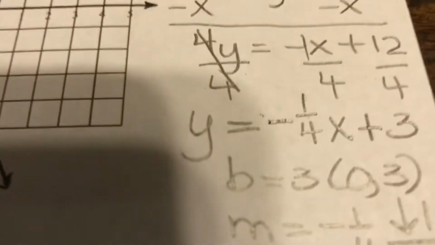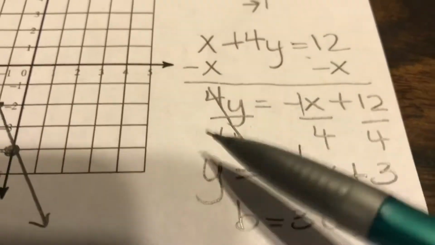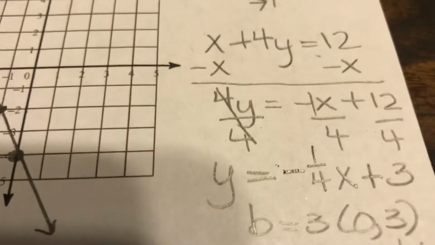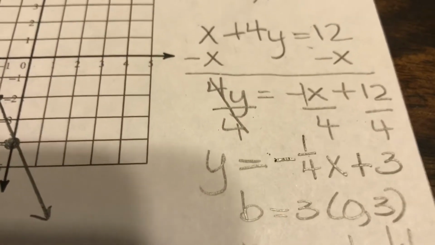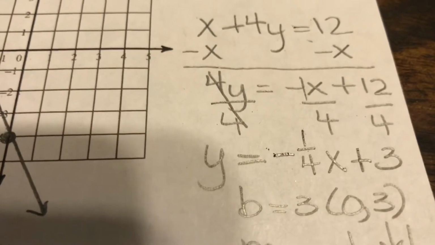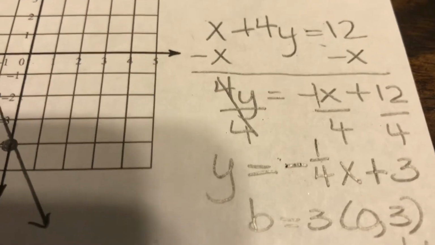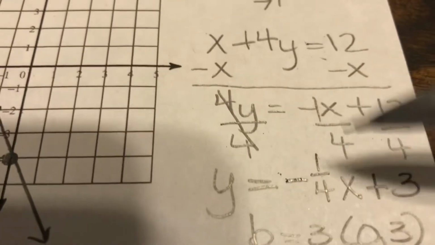Okay. So we moved that x by subtracting x. We put a 1 in front of it because we know when we don't see a coefficient, it's 1. We can't divide 1 by 4 and get a whole number, so we just left it as the fraction. That way it's easier to count our slope.